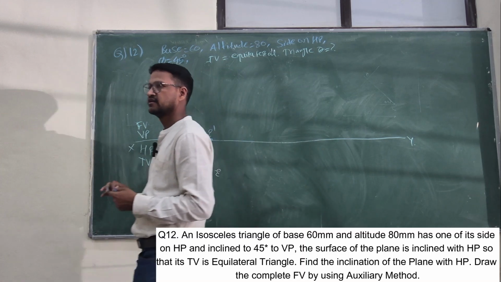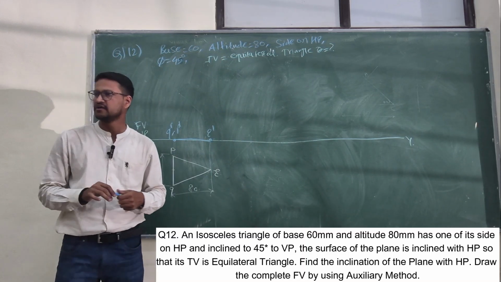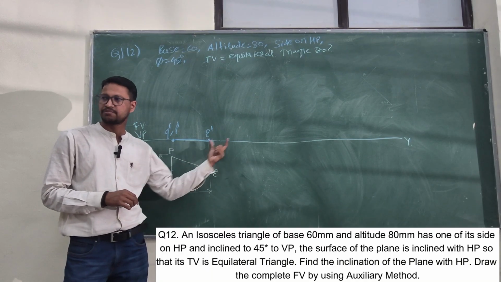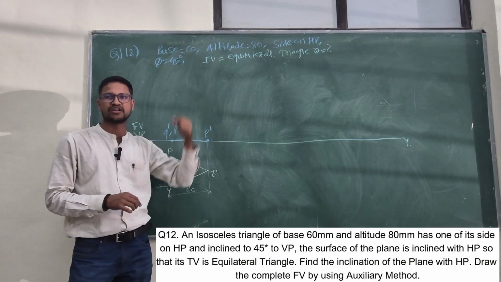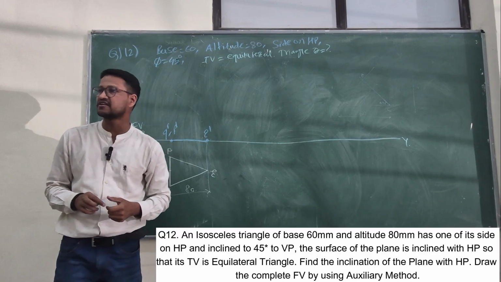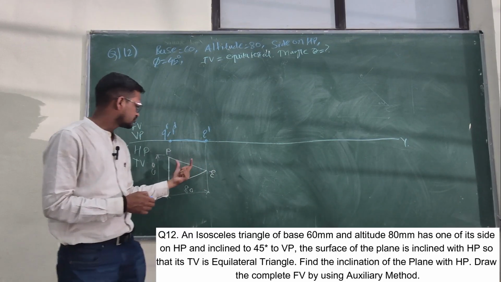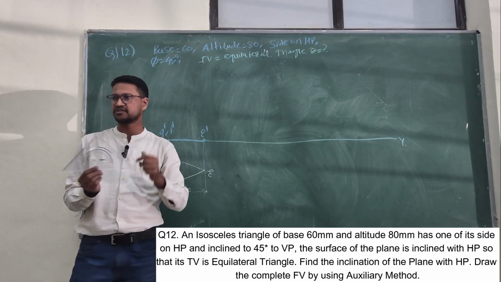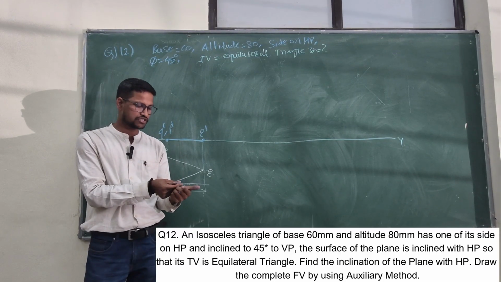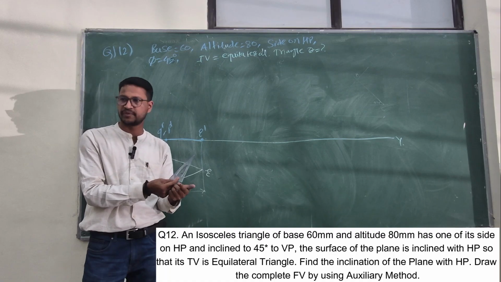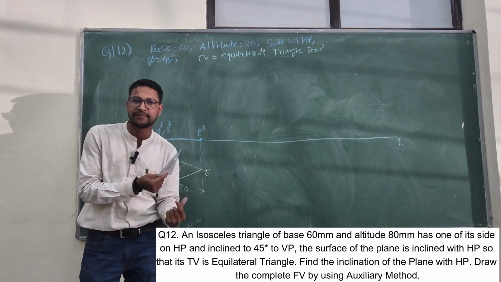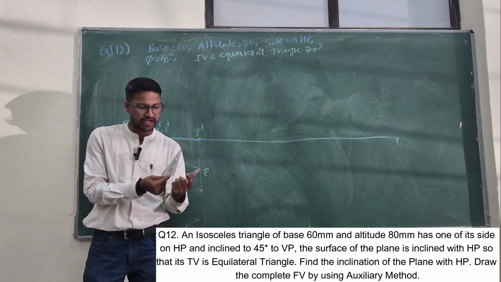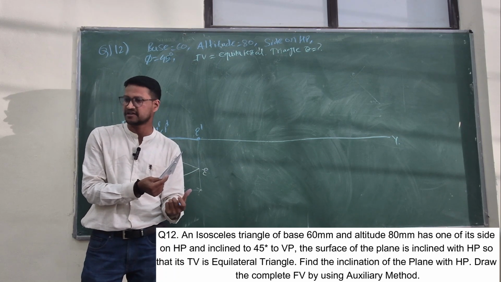What they are saying: side is on HP. It means that the side is parallel to HP. So this is the initial stage. After that, in the second stage, they strictly mention that the top view appears an equilateral triangle. Suppose you assume that this is the isosceles triangle. If the isosceles triangle is inclined to HP in such a way that the top view appears an equilateral triangle, then we have to rotate it that much. Then I get an equilateral triangle.